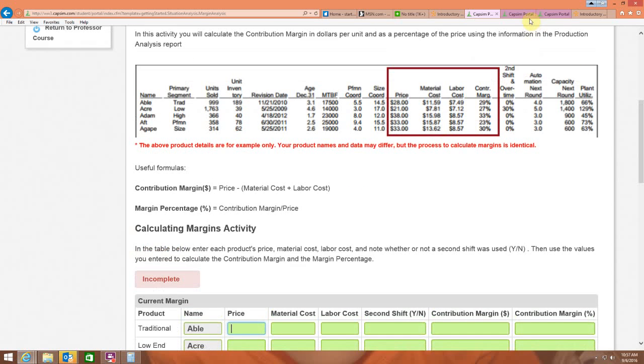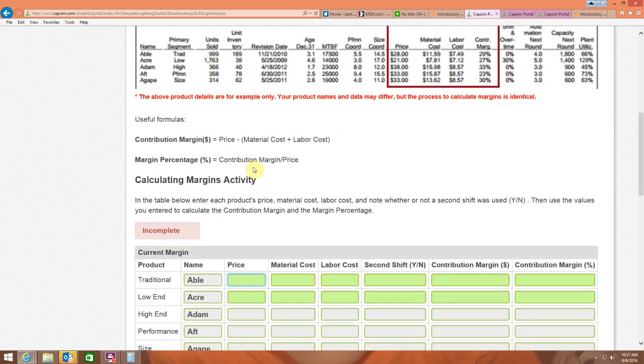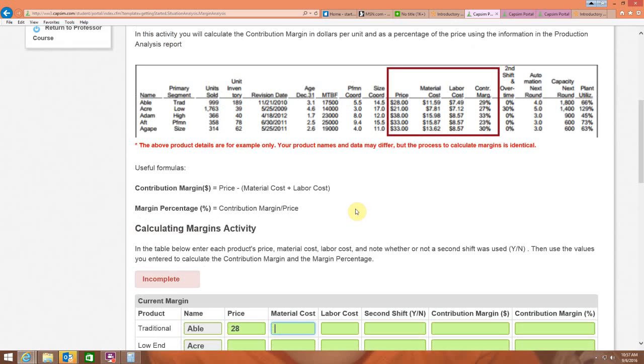So again, we come here and it gives us some of this stuff. And we can also get it from our Capstone Courier if we want to, but this makes it a little bit easy. We know that our traditional product has a price of 28 bucks, and we just fill this in. Our material cost is $11.59. Our labor cost is $7.49. Do we have a second shift? We don't. That was found right here. We will for the low end, but we don't. All it asks us to do is put yes or no, and in this case it's no.